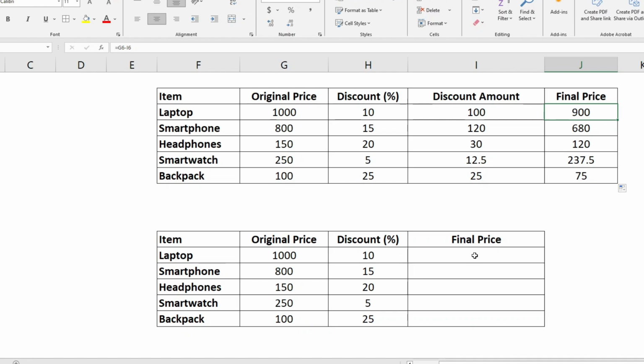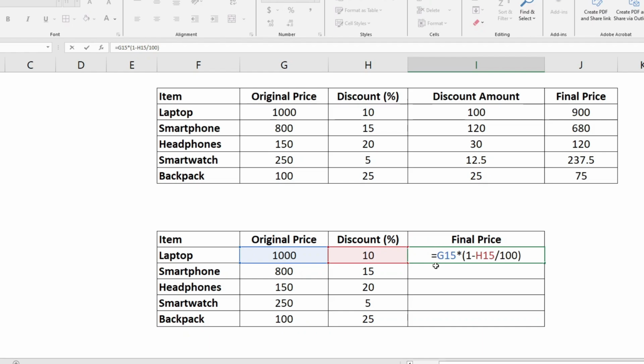Now, coming to the second way, what it does is basically combine both these steps into one step. So let us see how it can be done. So here we will directly find the final price, and we will do it by saying equal to your original price times open brackets 1 minus the discount divided by 100 close bracket.